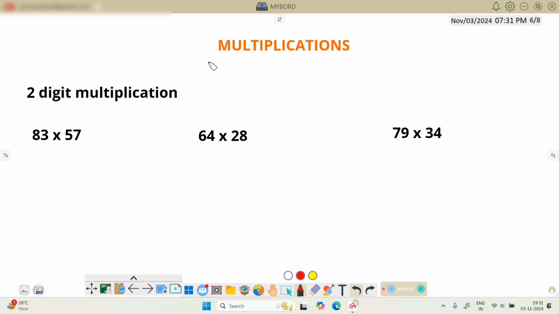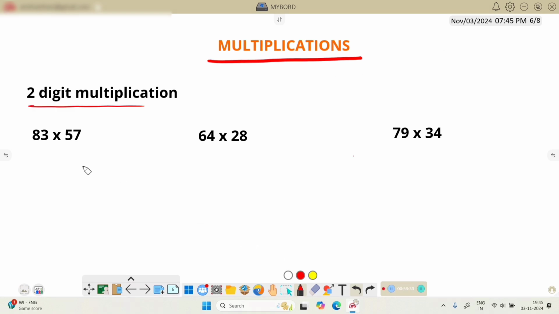Okay, and next coming to multiplication tricks. So multiplications, mostly they will ask you 2-digit multiplication and 3-digit multiplication will be there. So first we will see the 2-digit multiplication. See here, the numbers they have given is 83 into 57. There are two methods to solve this 2-digit multiplication.